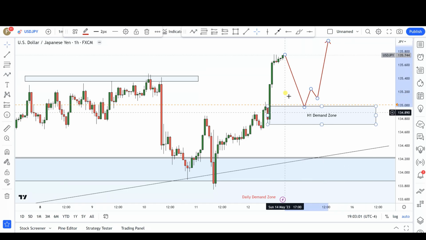Okay, this is going to be my preferred course of action. Again, remember, the markets can do whatever, but this is what I will prefer to see next week, as we go into next week. Now that's pretty much it for US dollar Japanese yen.